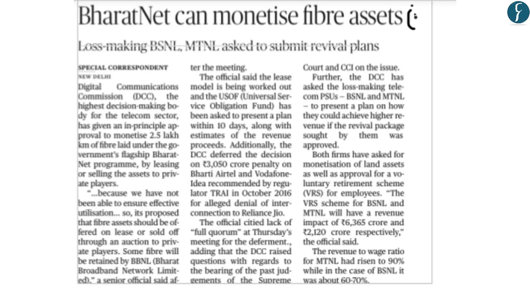Now, we have taken this article from page 13. What has happened is that the Digital Communications Commission, which is the highest decision-making body for the telecom sector, has allowed for the fiber which has been laid out under the BharatNet program to be leased or sold to private players. Now, what is required to be understood from this article are various facts about BharatNet and also about the Digital Communications Commission from the perspective of your upcoming prelims examination of 2019.